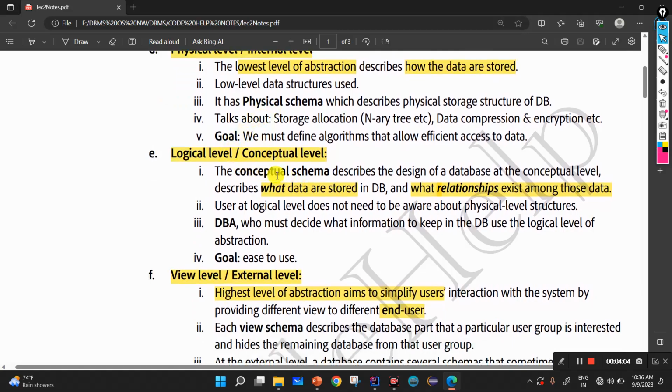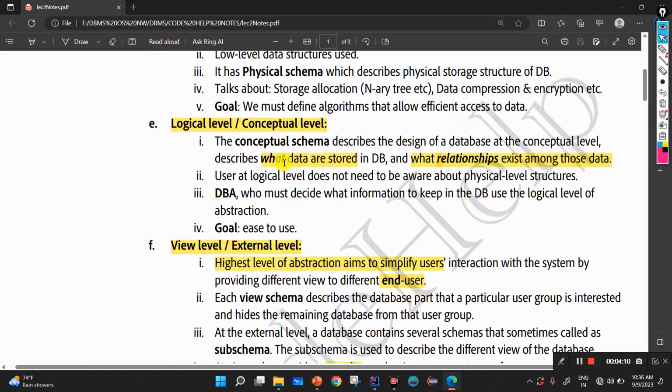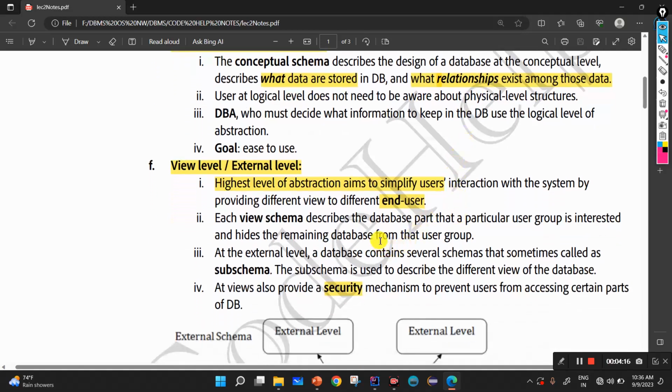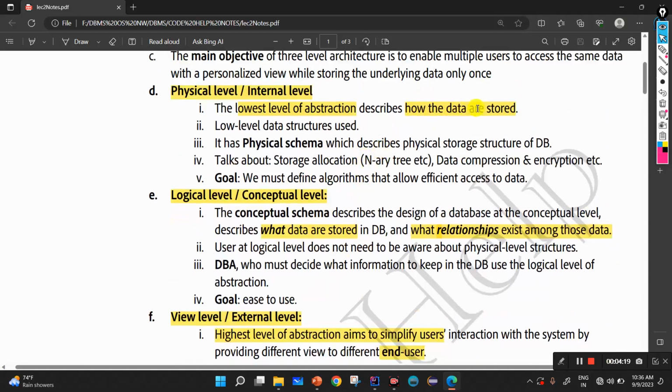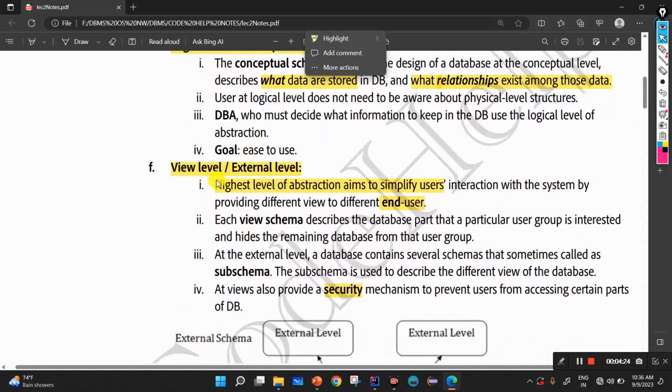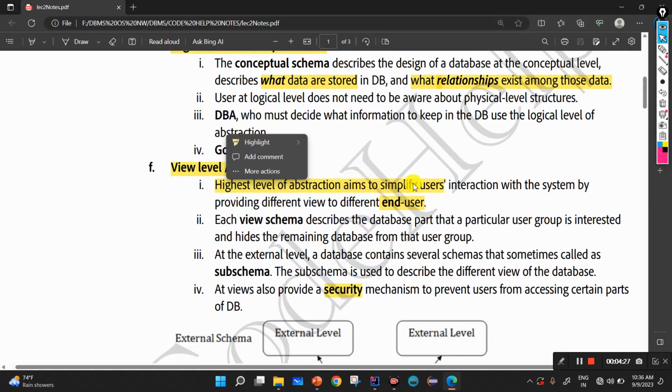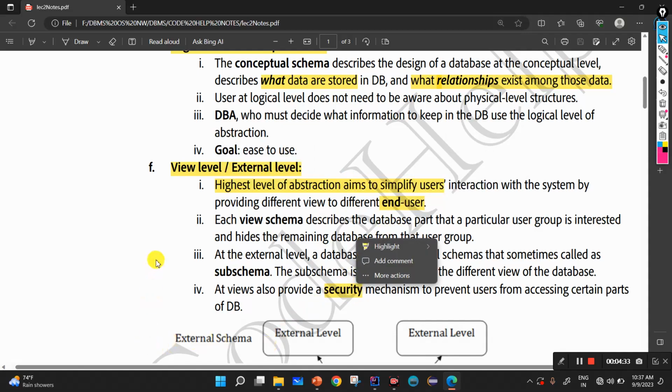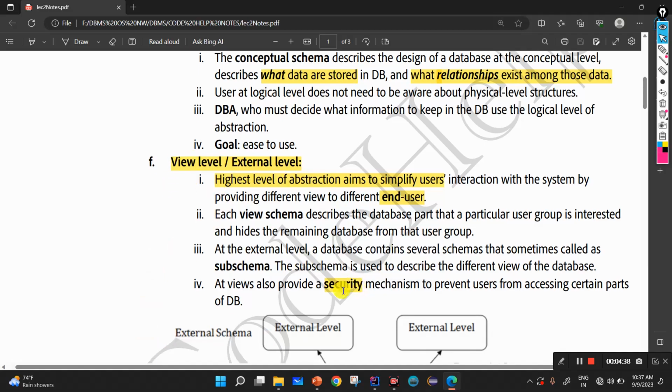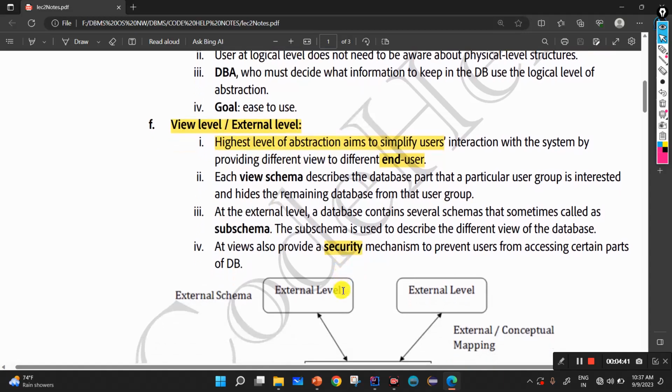Now second, the DBA stands there, DBA means database administrator. Logical level: what data are stored, and what relations exist among those data. How the data is stored belongs to the physical level, but what data is stored is the logical level. Now view level is very simple, the highest level of abstraction, aimed to simplify things for users. Security is very high here, because the highest level of abstraction is in the view level. So our users stand there.